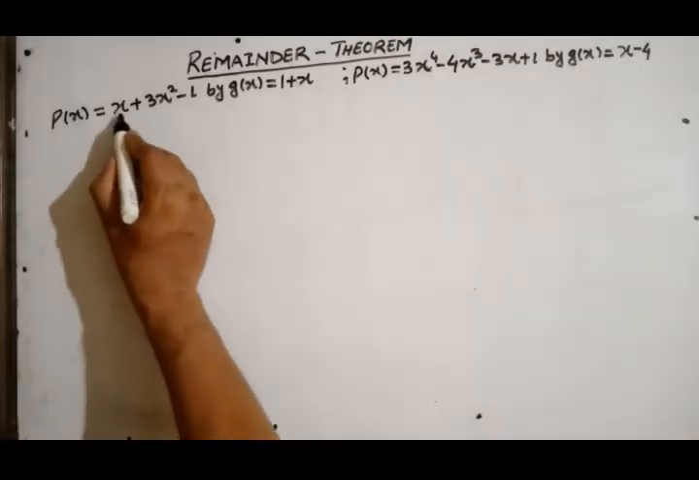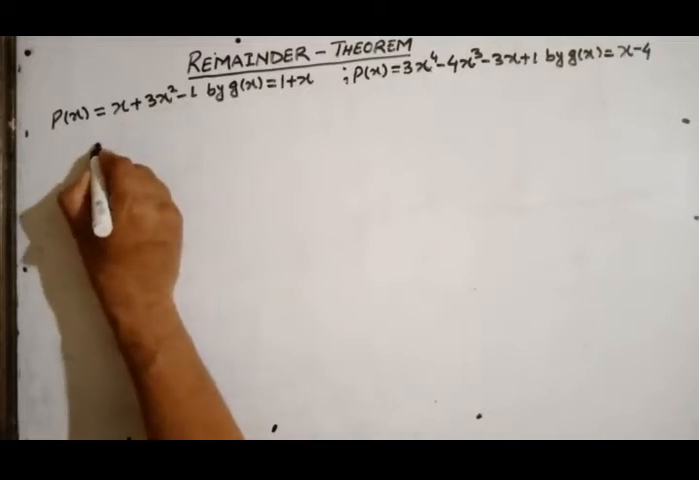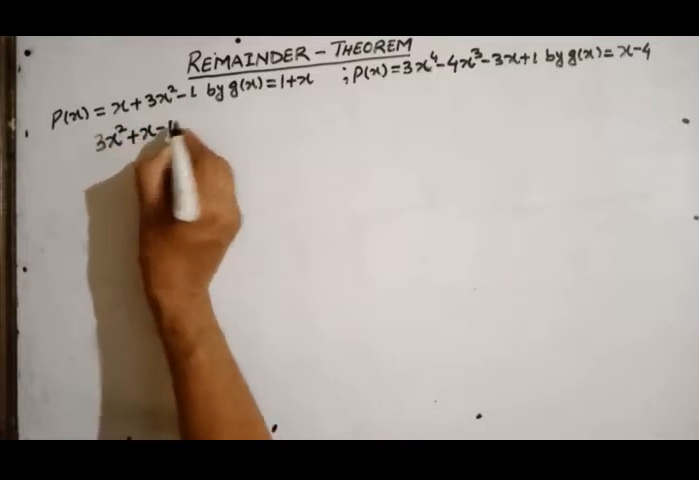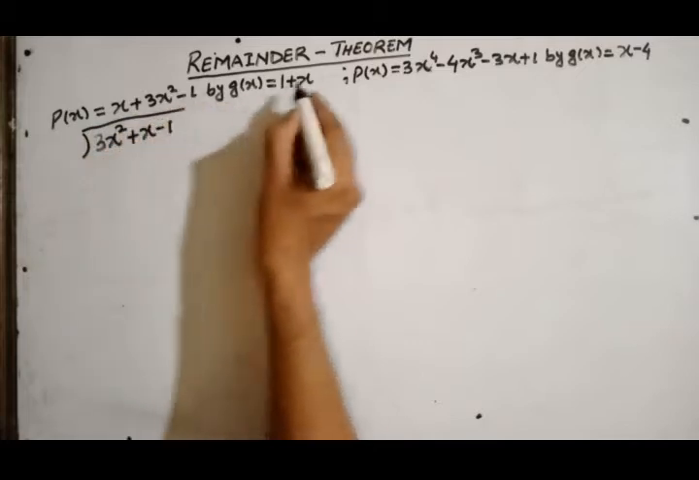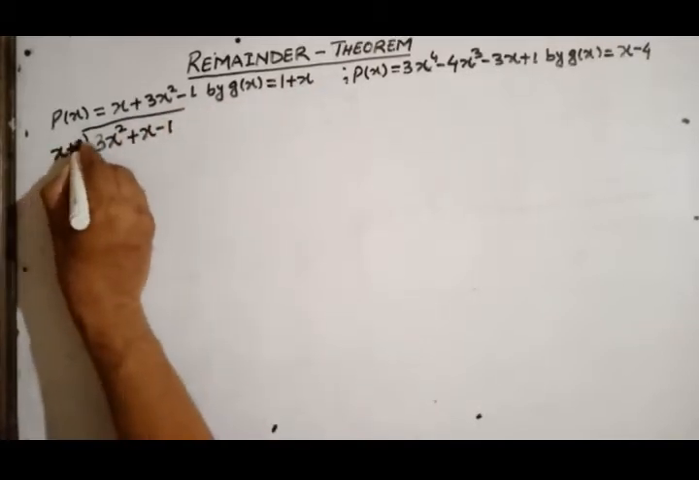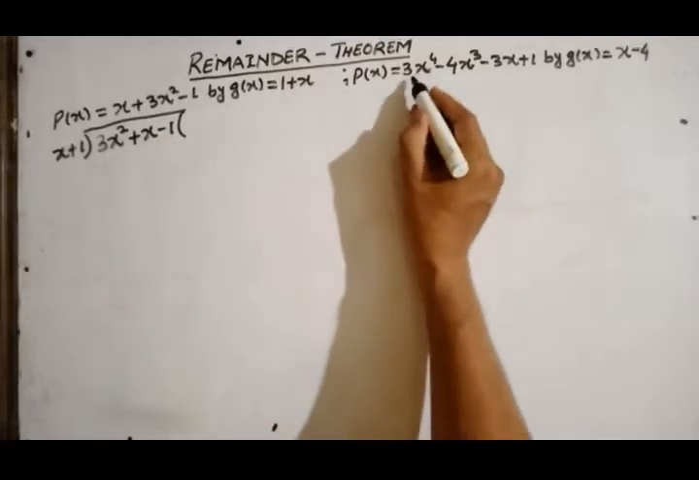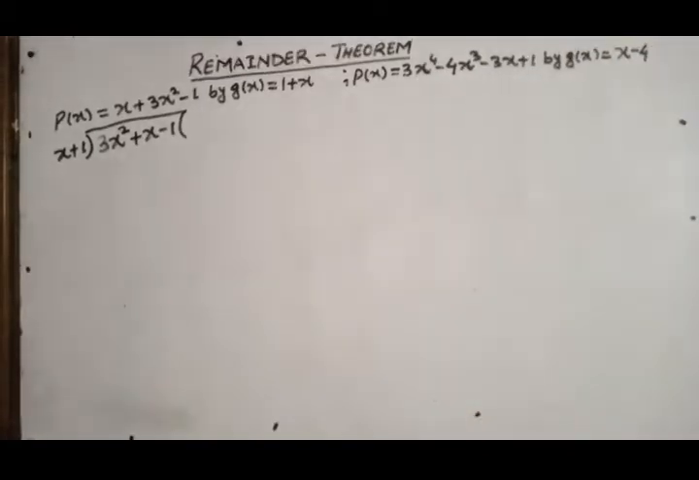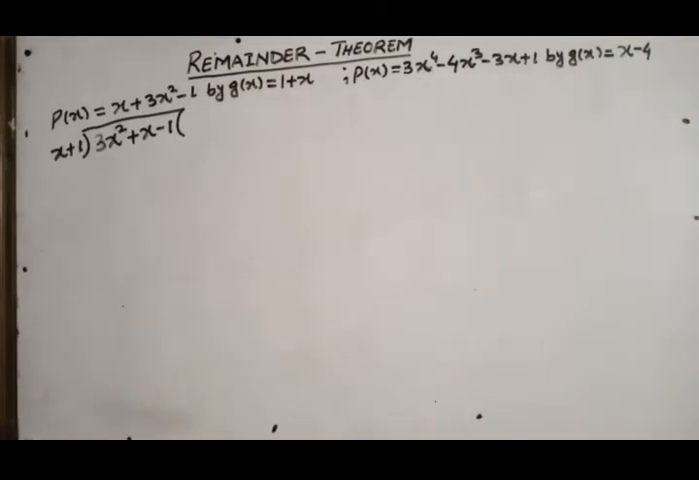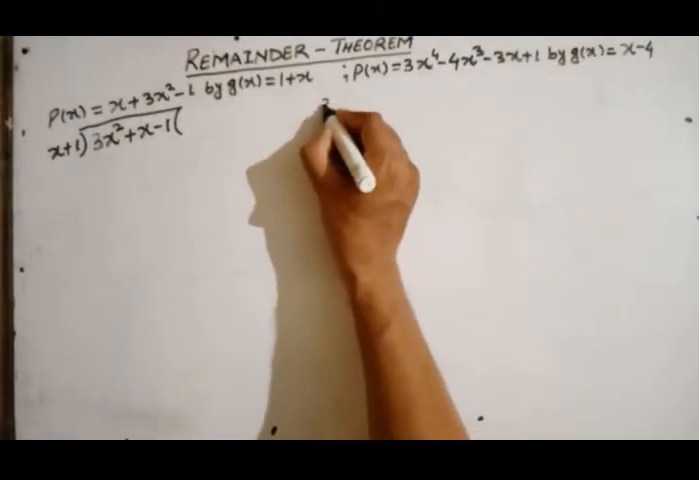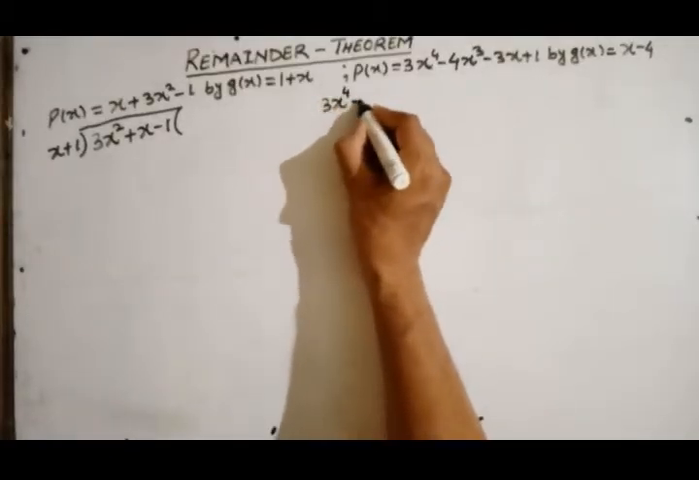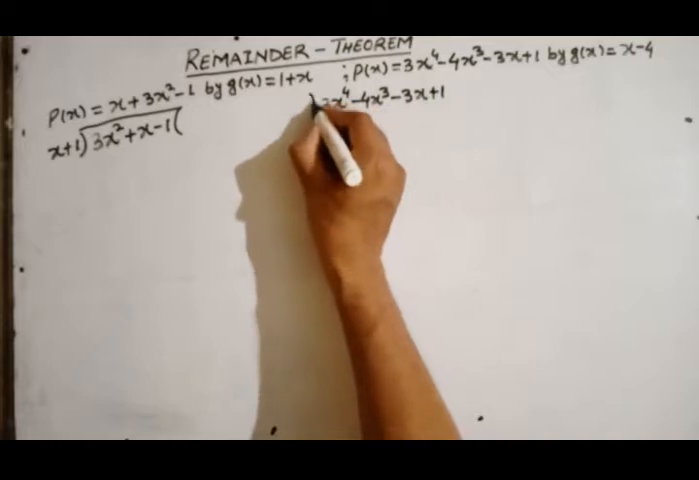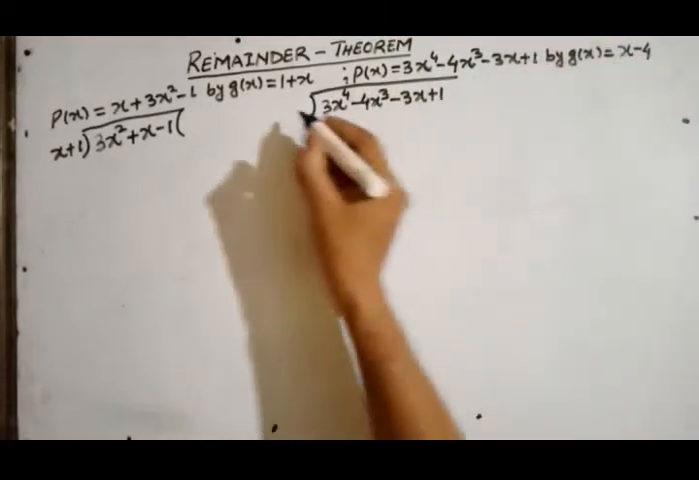Therefore, this x plus 3x square minus 1 we rewrite as 3x square plus x minus 1, and this we have to divide by x plus 1. And here in this case you may observe that all of its terms are already arranged in the decreasing order of the exponents of x. So we simply note it down as it is, like 3x^4 minus 4x cube minus 3x plus 1, and this we have to divide by x minus 4.